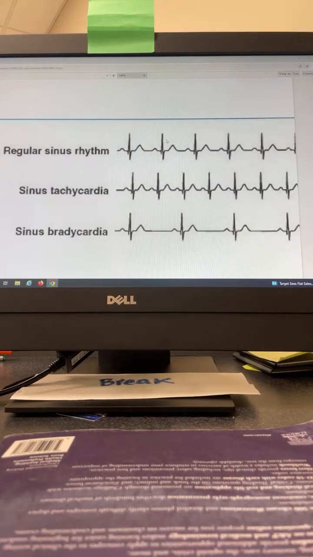Here's what an EKG would look like if you have a normal heart rate on the top, evenly spaced, not too fast, not too slow. Tachycardia, you can see that there's more wavelengths in a shorter period of time. Each one of those spikes is a heartbeat. And then sinus brady on the bottom, you can see that there's less of them, so it's slower. So the more beats there are, the faster it is, the fewer, the slower.